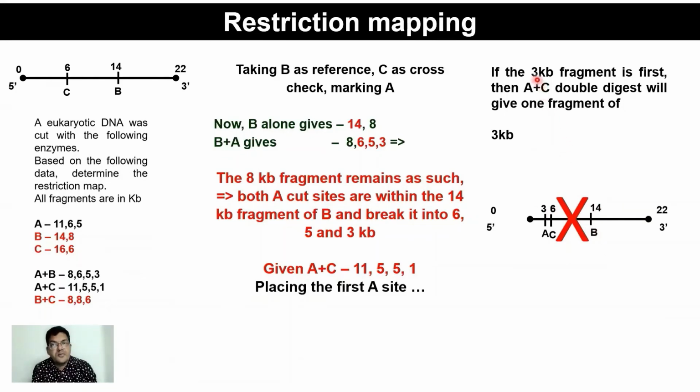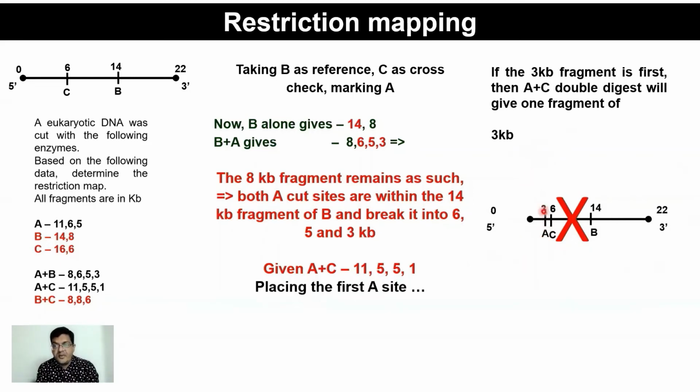So now we place the 3 kb fragment first, and now we check for A plus C double digest. Remember, the A plus C double digest that is given here is the final A plus C double digest where both A cut sites are present. So in this case, when you place A at 3, you get one fragment that is 3 kb, you get a second fragment that is 3 kb, and then the remaining would have been 22 minus 6, that would be 16 kb, right? So the sum of the additions should give you 16 kb, and at least one of the fragments should match to 3 kb.